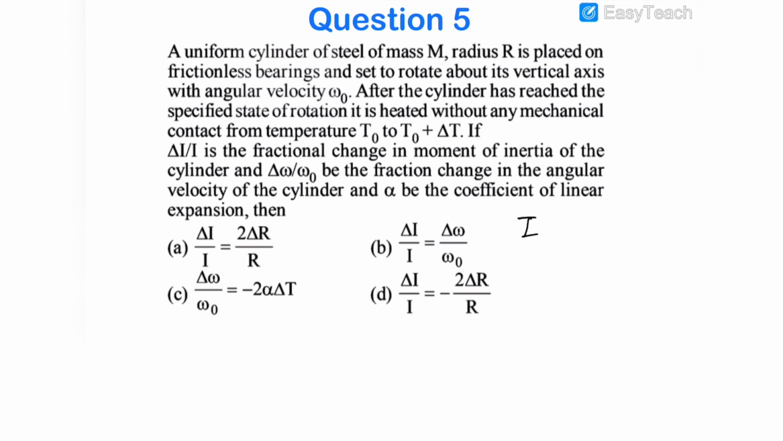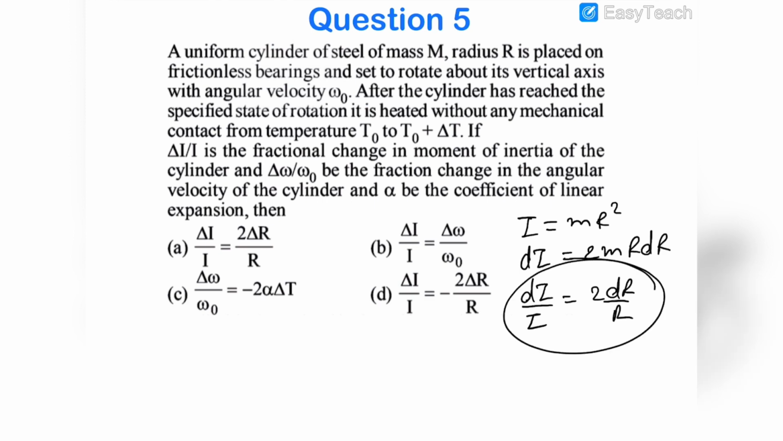So we know that moment of inertia is mr square. So if we differentiate this equation, then dI will be equal to 2mr into dr. Okay, and if we divide these two equations, then dI by I will be equal to, cancelling mr, 2 dr by r.